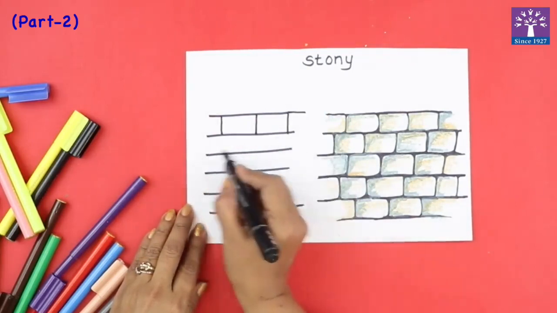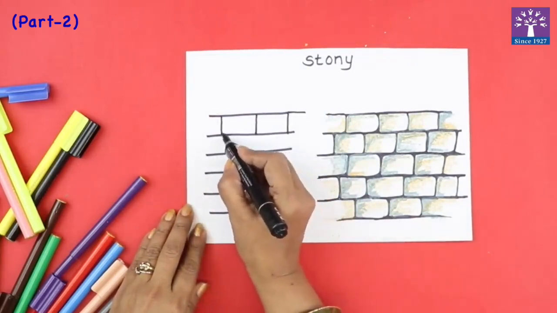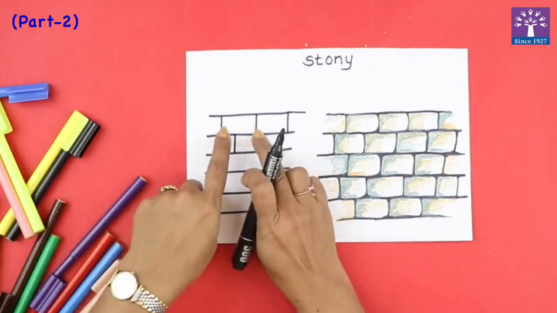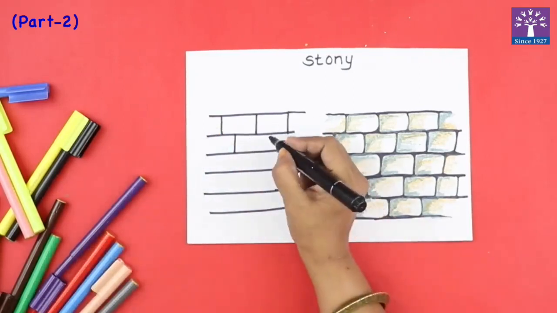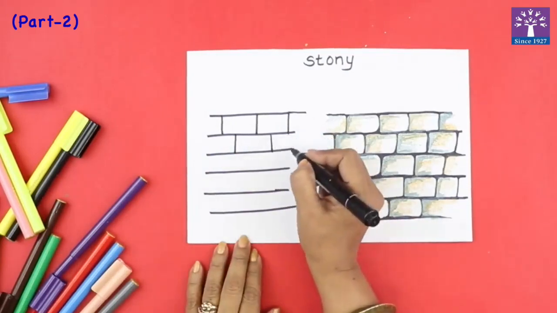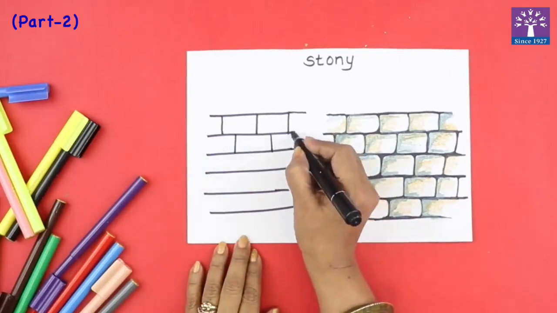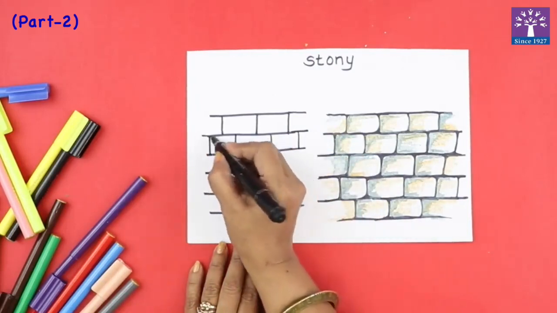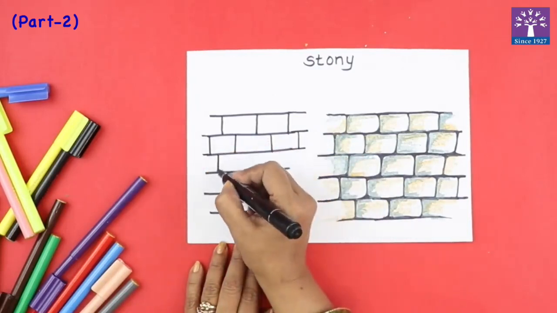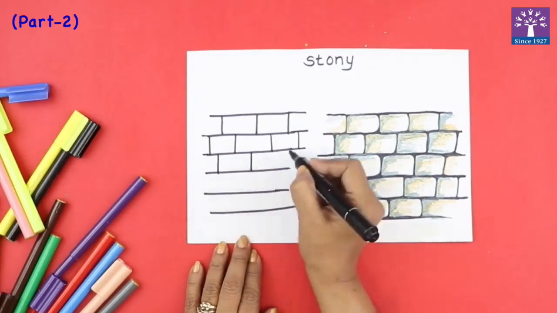When you come to the second row, you will draw a vertical line in between these two vertical lines. See?